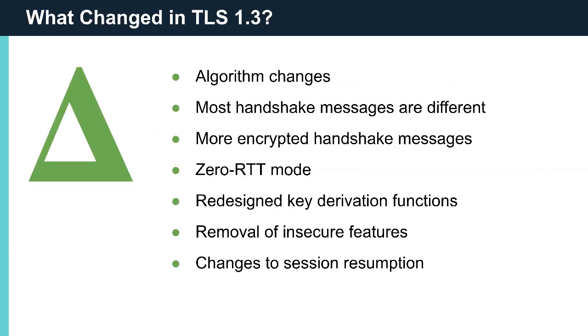So what changed in TLS 1.3? There were algorithm changes. Most of the handshake messages are different, and more of those handshake messages are encrypted. There's a new 0-RTT mode, 0 round trip time. There's redesigned key derivation functions, removal of insecure features like we saw before lunch, and also some changes to how session resumption is done.